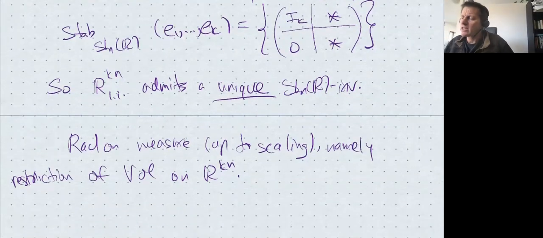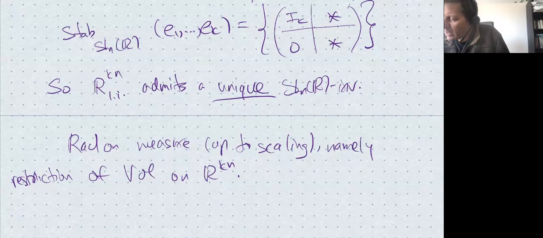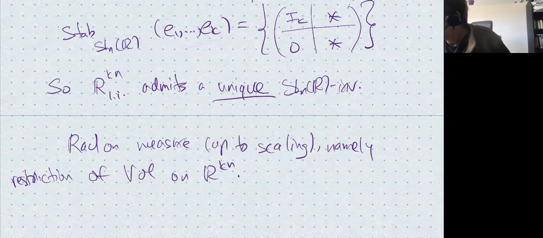So SL_n(R) is acting transitively, and so if a non-zero Radon measure exists, then it's unique. And we do know that there is an invariant Radon measure, namely the Lebesgue measure on R^n is invariant under SL_n(R). And since this is an open set, its restriction to it is non-zero. So this is the unique measure. Okay, so we have the existence and uniqueness of a special measure.